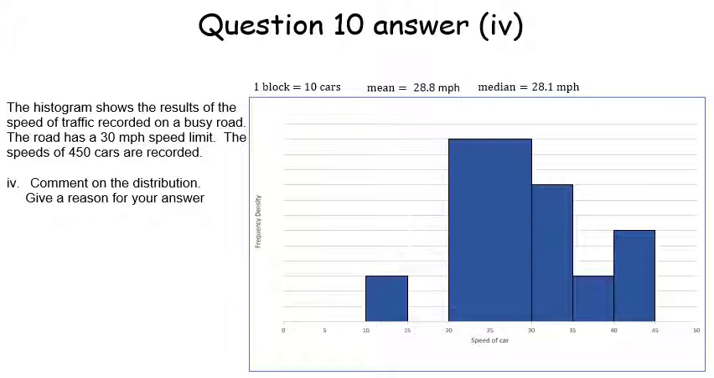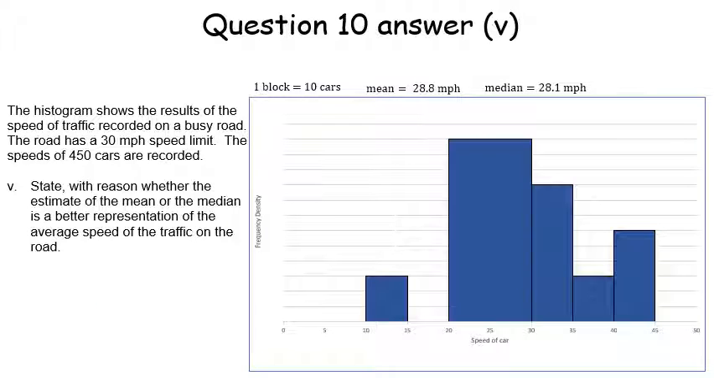We need to decide whether this is positively skewed, negatively skewed, or symmetrical. As the mean is greater than the median, this is positively skewed. As there are no extreme values and skewness is involved, the estimate of the median is a better representation of the average speed of the traffic on the road.